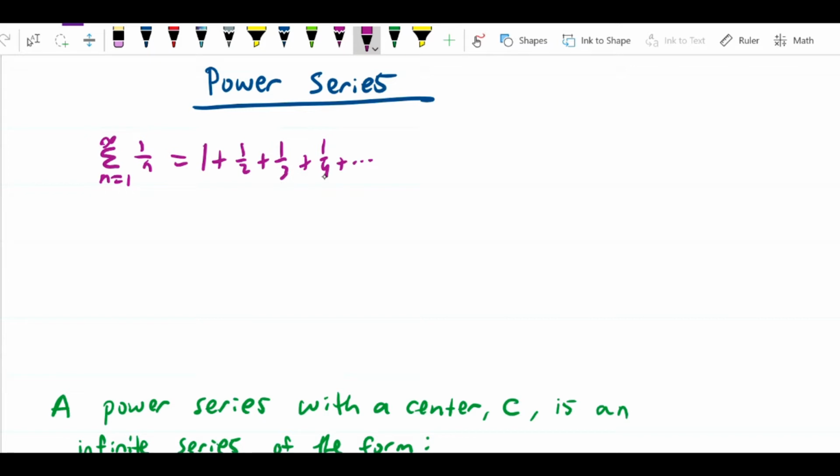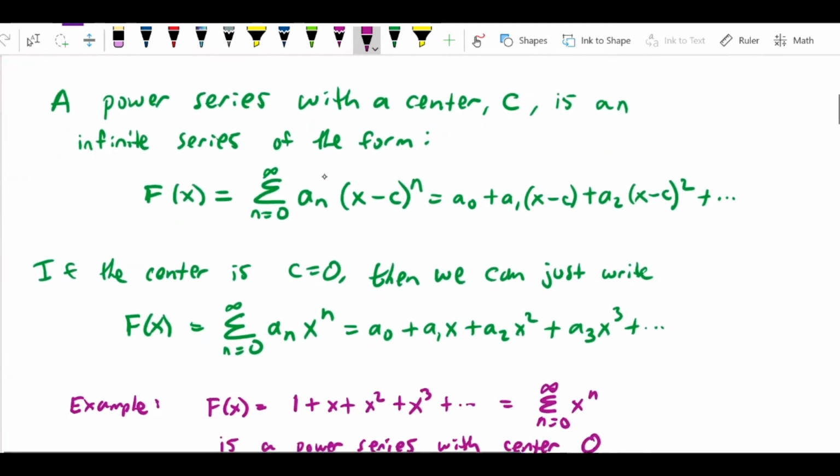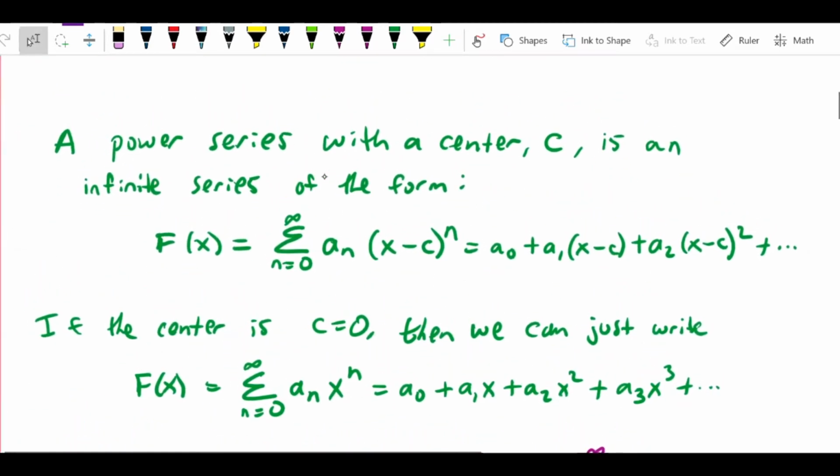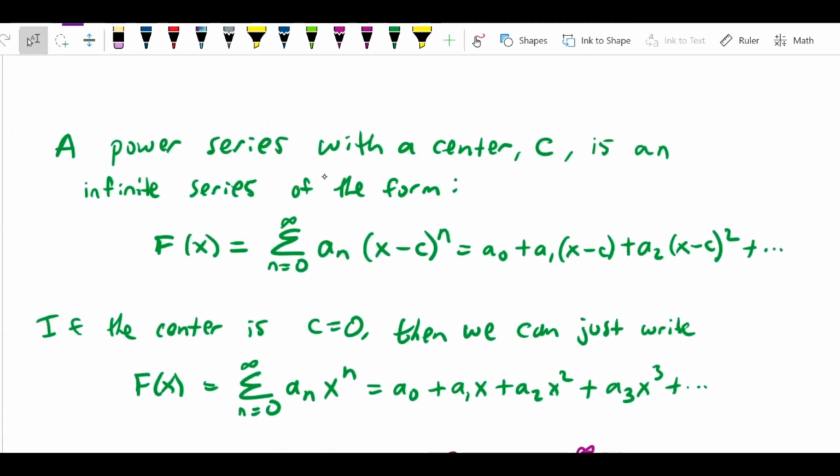What we're doing with a power series is we're introducing a variable into the series. We're sort of defining a general series into which we can insert another value that we're calling x. Let me show you what that looks like. So we say that a power series with a center of c, and it'll become clear what the center actually is, is an infinite series of this form.